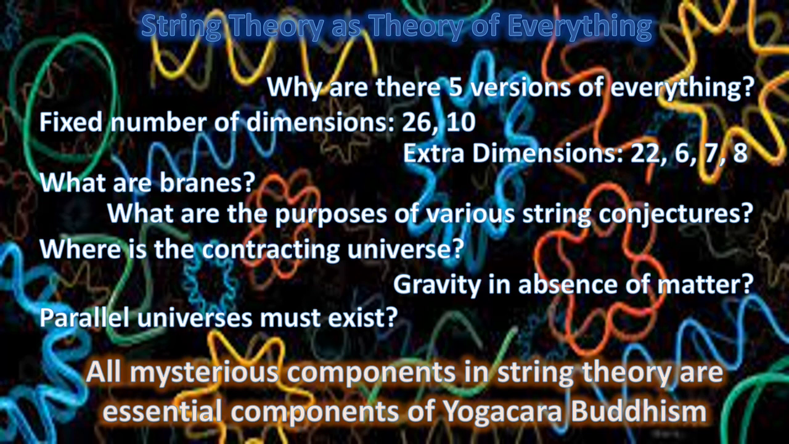Nobody knows. String theory is not just one theory but a collection of many mathematical conjectures. After more than 50 years, nobody knows what these conjectures are and their purposes. Among them is a conjecture which is extremely useful, but it predicts a contracting universe, which is not what we experience. Other strange phenomena are that gravity appears automatically without matter, and the requirement of almost infinite parallel universes.